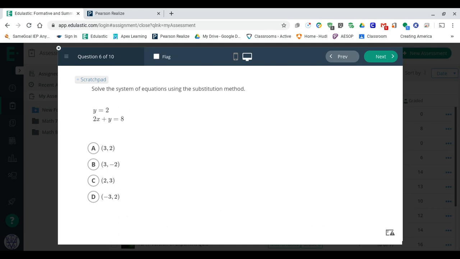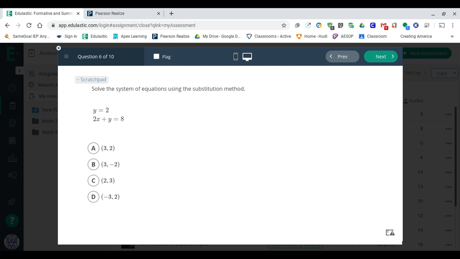All right, question 6. Solve the system of equations using the substitution method. This is kind of what I showed you back on number 4. So what we got is y equals 2, and 2x plus y equals 8. The cool thing with the substitution method is, you know y equals 2. So whatever you get here, the second number in your ordered pair is going to be 2.